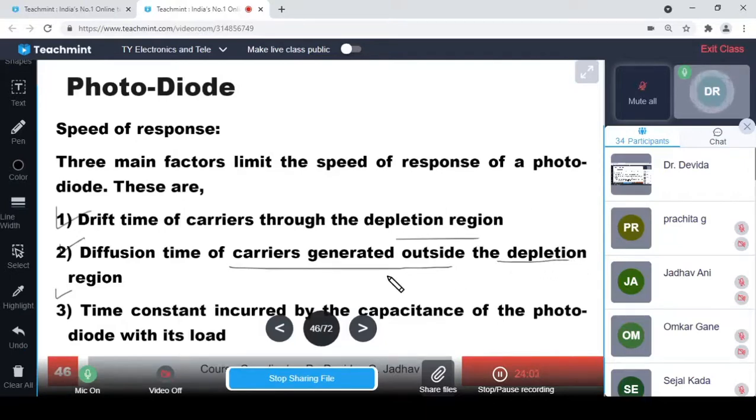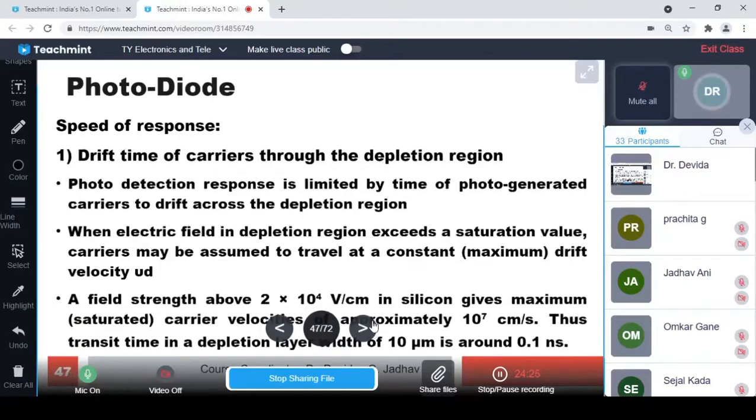diffusion time. And the time constant: there is a capacitor at the junction. So the junction has the intrinsic area, which is the dielectric area. P and N are conducting areas, and they are the capacitor plates. So there is a capacitor time constant. The RC load is a resistor, so the RC time constant also introduces delay. So photodetector response is limited by RC and by drift time.